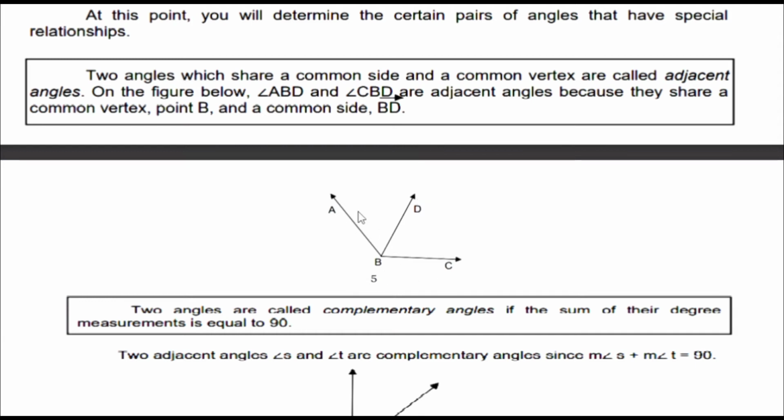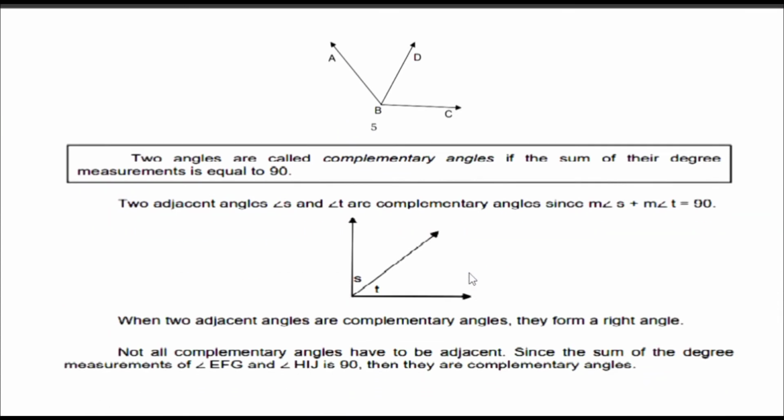These two angles are adjacent angles because they share a common vertex, which is point B, and a common side, which is BD. So angle ABD and angle CBD are adjacent angles.